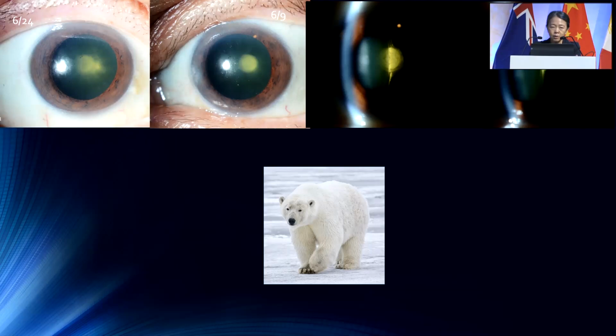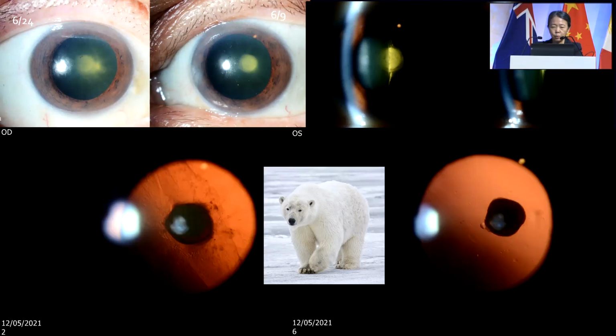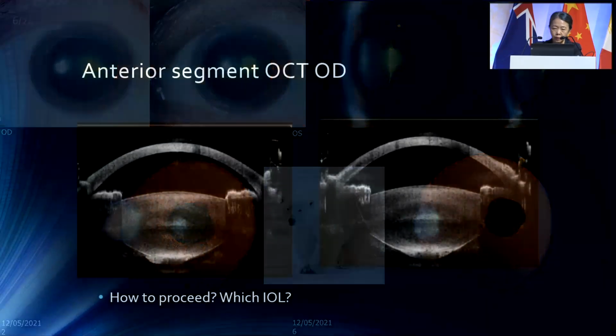So the eye looks normal from topography, from the OCT of the optic nerve, of the macula, everything looks normal. But when you look at the cataract, what do we see? We see a polar bear there. And what's worse, all right, the polar bear has bitten through this posterior capsule. So am I going to be able to fulfill his wishes? I told him, well, we'll try our best.